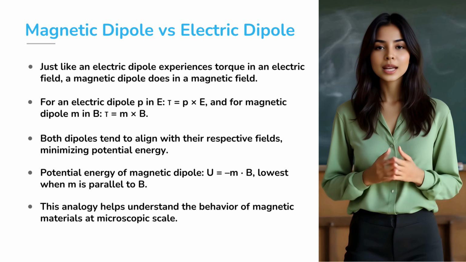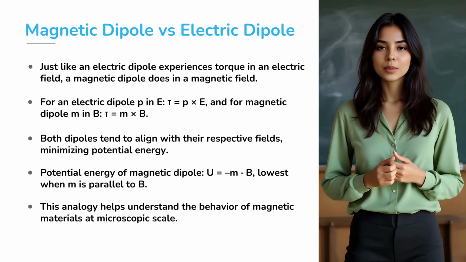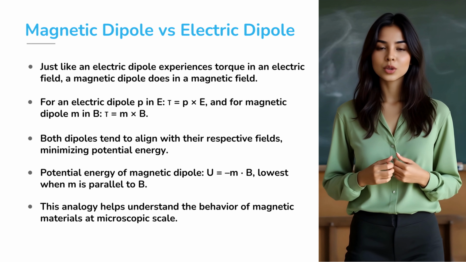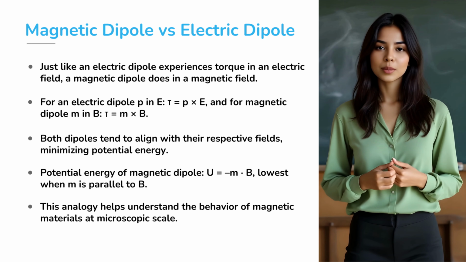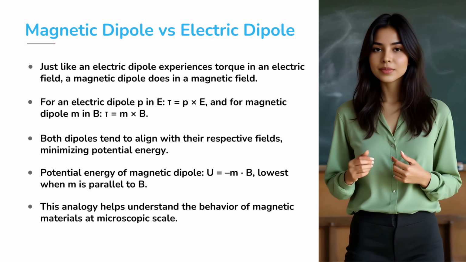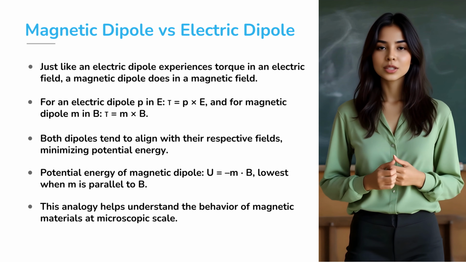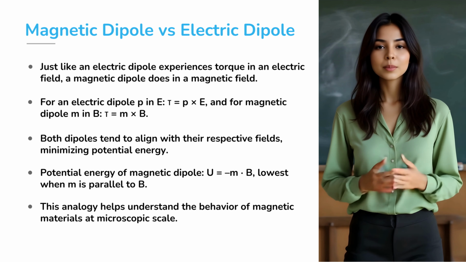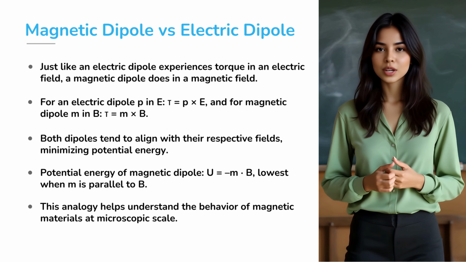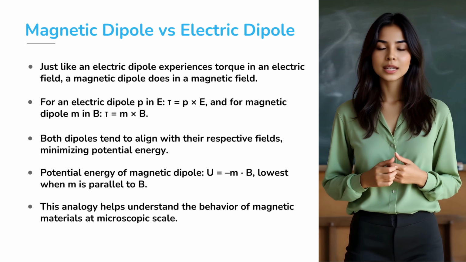Here's a beautiful analogy. Think of an electric dipole placed in an electric field. It experiences a torque given by p cross E, where p is electric dipole moment and E is the electric field. The behavior is identical to a magnetic dipole m in a magnetic field B. In both cases, the field tries to rotate the dipole to align it.